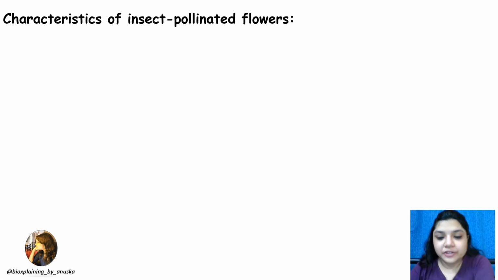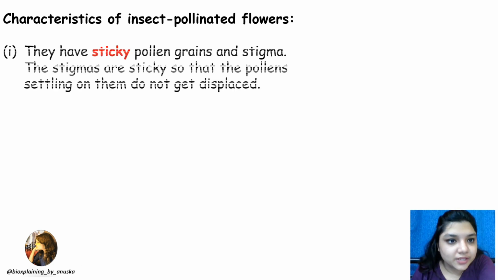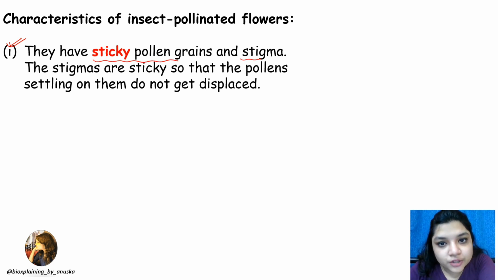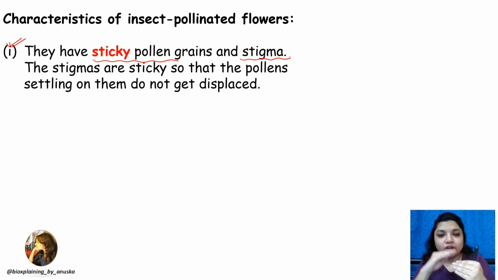Now let us focus on insect pollinated flowers. What are the different characteristics that these flowers should possess? The first is they should have sticky pollen grains, and the stigma should also be sticky. Now, why do these need to be sticky? The reason is that the pollen has to be sticky so that it can well get stuck to the bodies of the pollinator. That means to the body of the bee. While the stigma needs to be sticky so that once the pollen grain from the body of the bee falls on the stigma, it should properly get stuck on it, right? So the pollen sitting on the stigma should not get displaced.